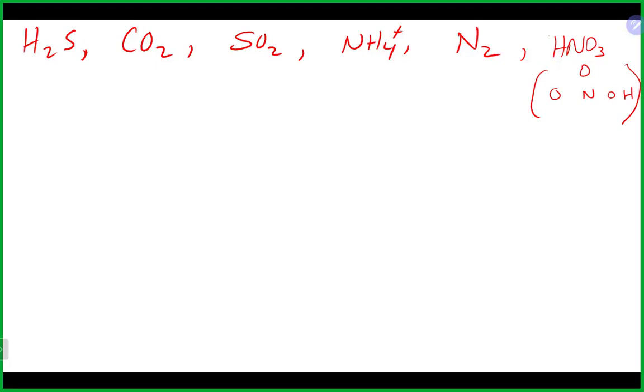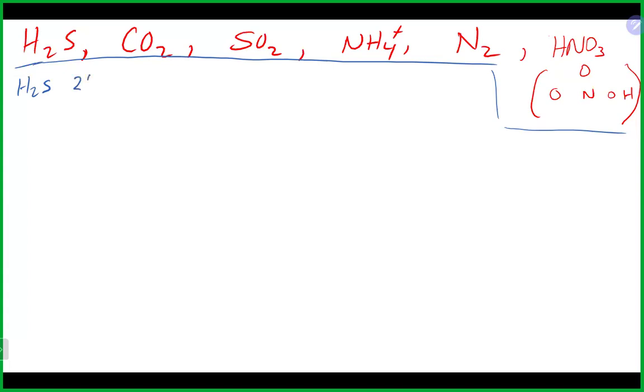Draw a proper Lewis structure. See what you come up with. We'll start here with the top left. So H2S. Once again, the first thing I'm going to do is figure out valence electrons. We have two hydrogens, each one is one. We have a sulfur, which is group 6. So that is 8 valence electrons.